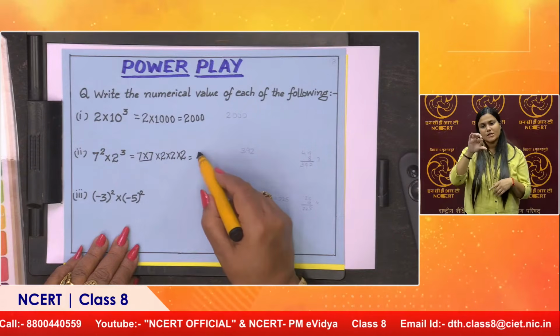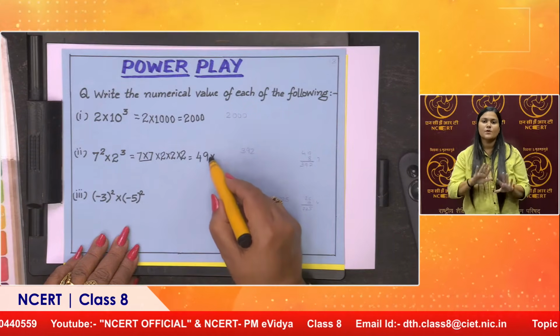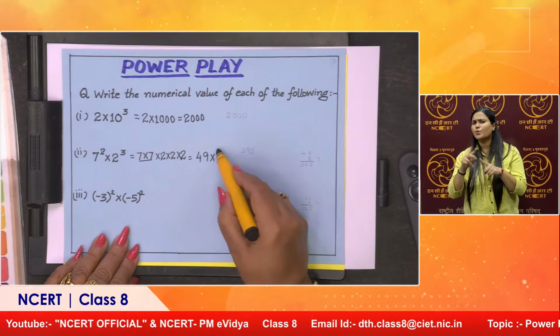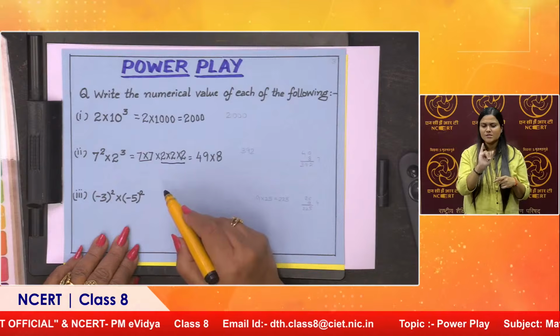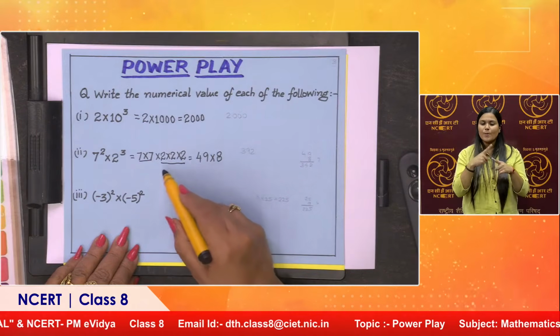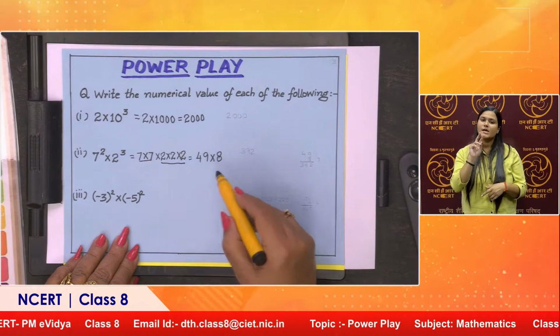What is 7 into 7, Shivani? 49. Good. And what is 2 into 2 into 2? 8. Very good. Children make mistakes here. They write down 6, you know. They should be very careful. 2 into 2 into 2 is 8.